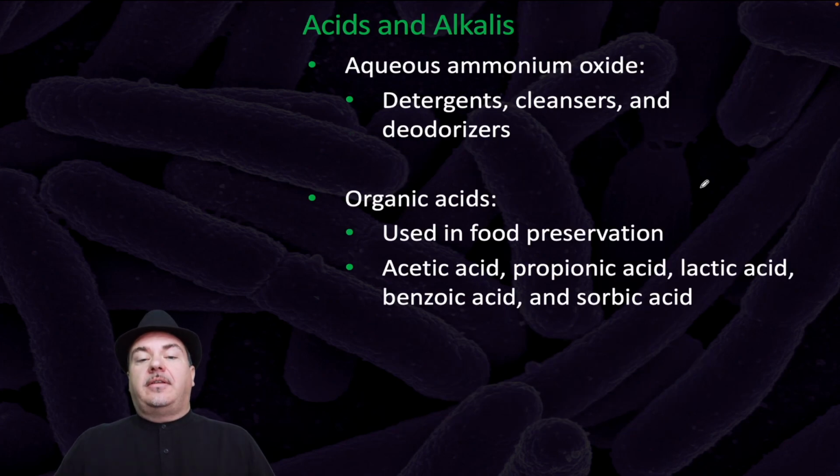We can have acids and alkalis. For example, aqueous ammonium oxide. These are used in detergents, cleaners, and deodorizers. Or organic acids used in food preservation. For example, acetic acid, propionic acid, lactic acid, benzoic acid, and sorbic acid. For example, vinegar used to preserve foods like pickles.